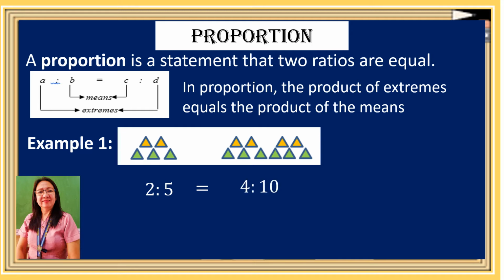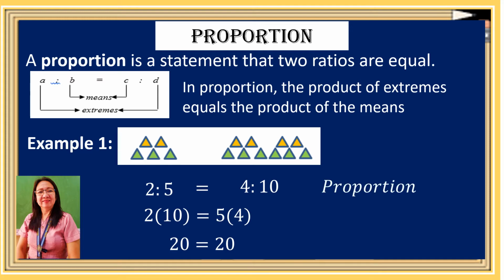So if we want to check for the proportionality, we have 2 times 10, which are the extremes. Is it equal to 5 times 4, which are the means? So 2 times 10 is 20, while 5 times 4 is also 20. Since 20 is equal to 20, we can conclude that the figure is a proportion.